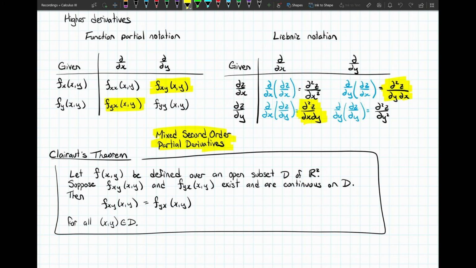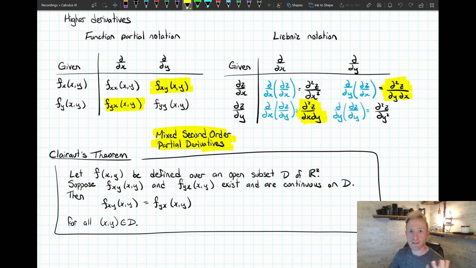So this works well for functions where you know you can take the second derivative and you end up with a well-behaved function. Now, with that criteria in mind, then the two second order mixed partial derivatives are equal to each other for every single point in that region D.